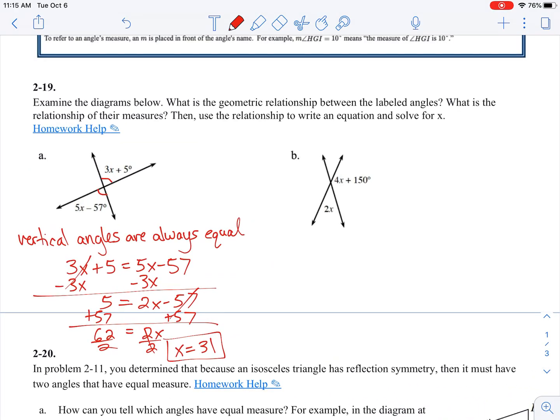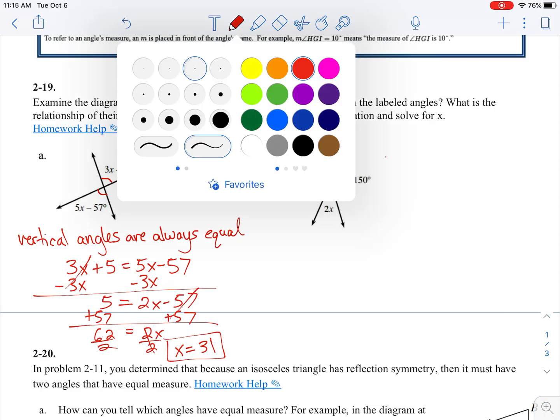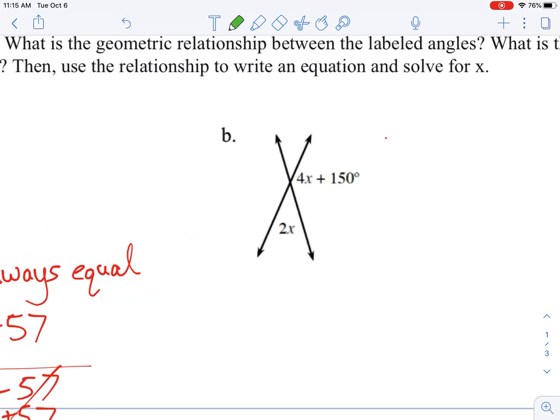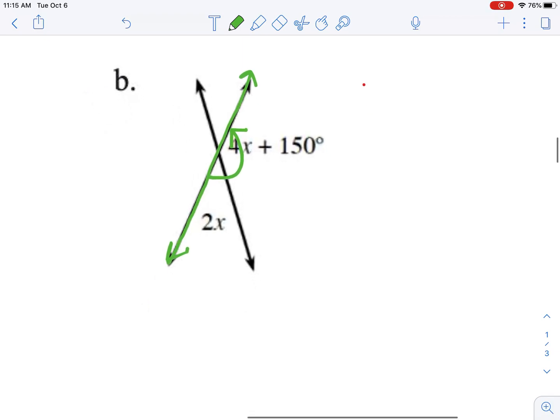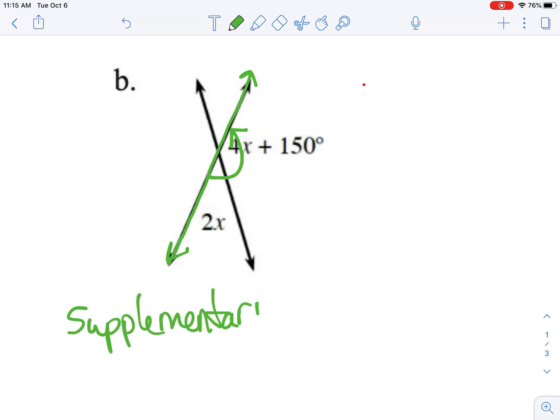All right, and then for part B, these two angles, they form this straight line together. So that means these two angles are known as supplementary angles. So we're going to say supplementary angles are angles that add to 180.